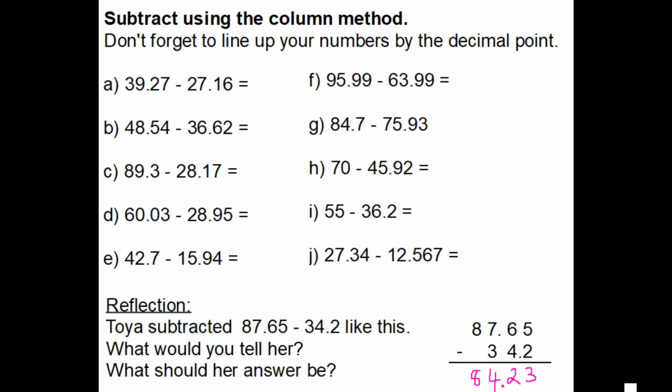Alright, time for your independent work. Just like yesterday, you're using the column method. This time though, you're subtracting. Don't forget to line up your numbers by the decimal point. That's key here. You have 10 problems that you're going to need to copy into your book in the vertical column method, and then you have a reflection to complete. Just like yesterday, copy everything neatly, and when you're done, take a picture of it and send it to me.